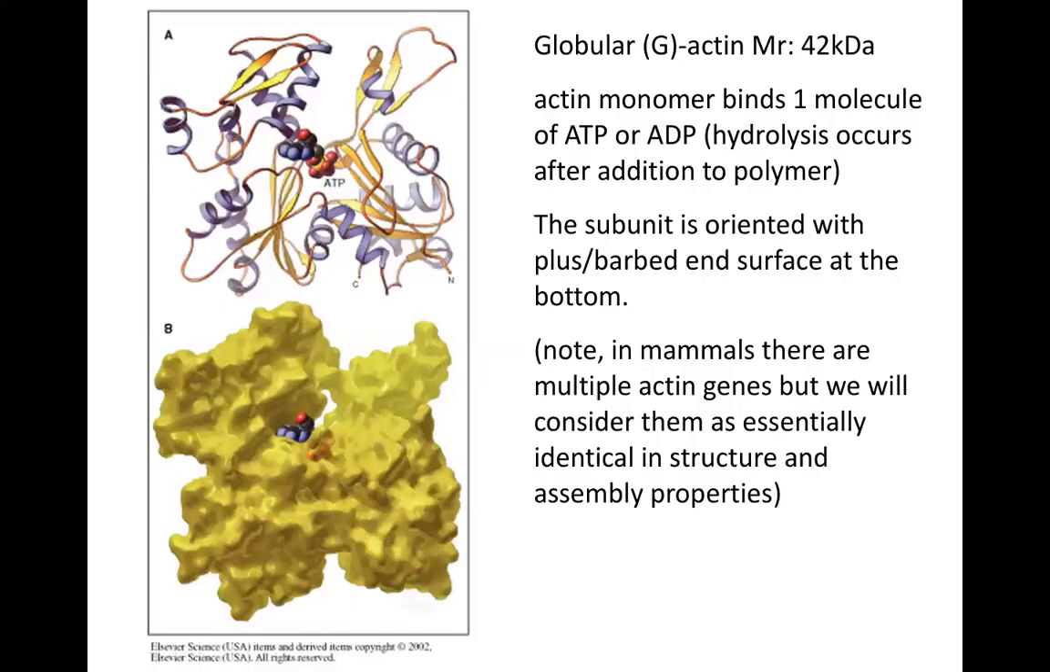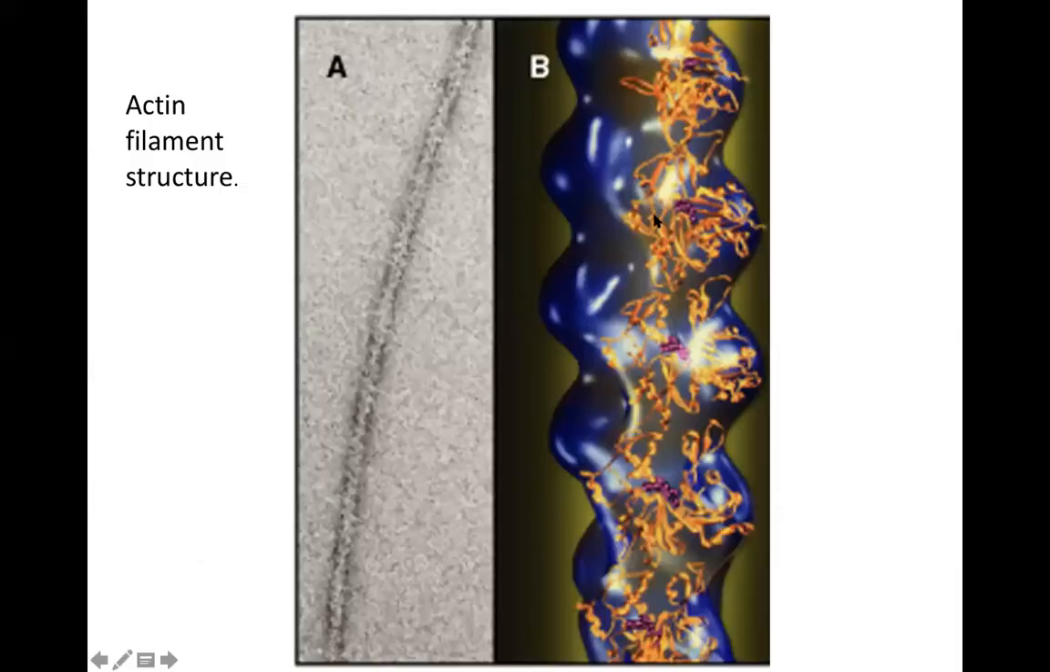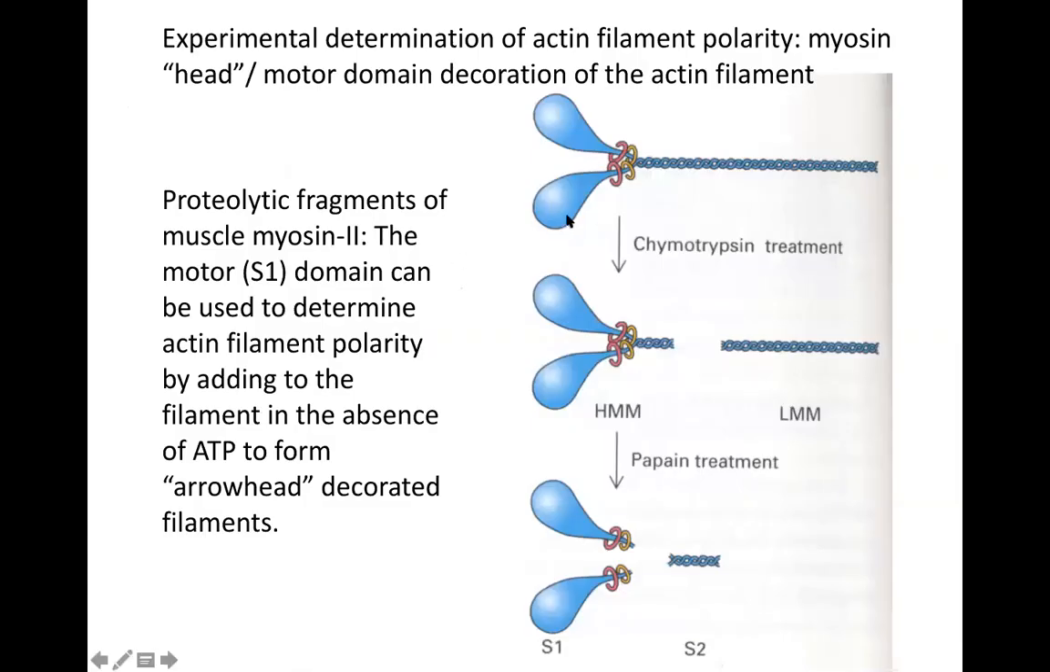So just to put S1 decoration in context, here's an actin subunit. It's polarized. This is the plus end. This is what an actin filament looks like. They look like two strands of pearls twisted with a helical repeat of about 14 pearls, or actin units, per helical repeat. This is the same thing, but putting the atomic structure of actin in this model. And this is how you use S1.